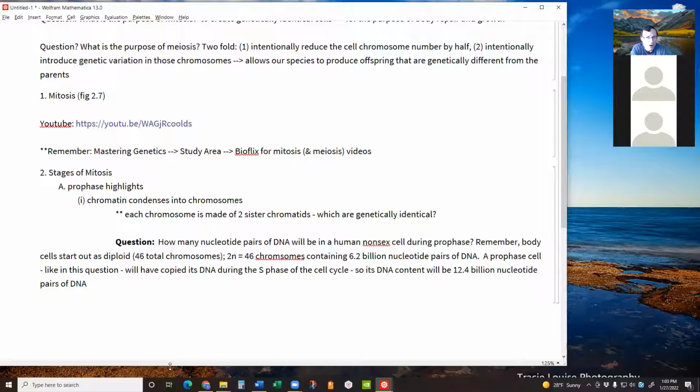All that DNA is copied during the S phase of the cell cycle. So you're going to go from 6.2 to 12.4 billion nucleotide pairs of DNA for a cell that is in the prophase stage of mitosis. Okay. I know this can be confusing, which is why I'm asking the questions.